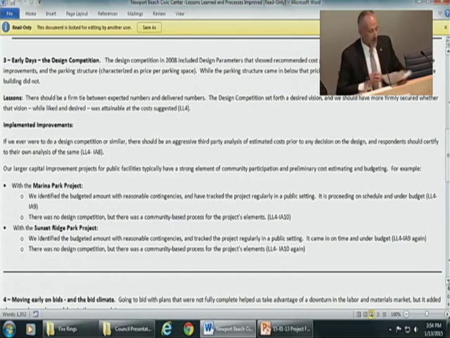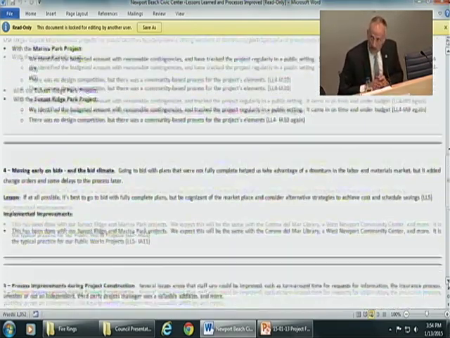Similarly, Sunset Ridge was done the same way. That did come in on time and under budget. And in fact, Public Works is known for delivering those kinds of projects, and I respect and appreciate that very much. Let's move on to the fourth lesson learned.